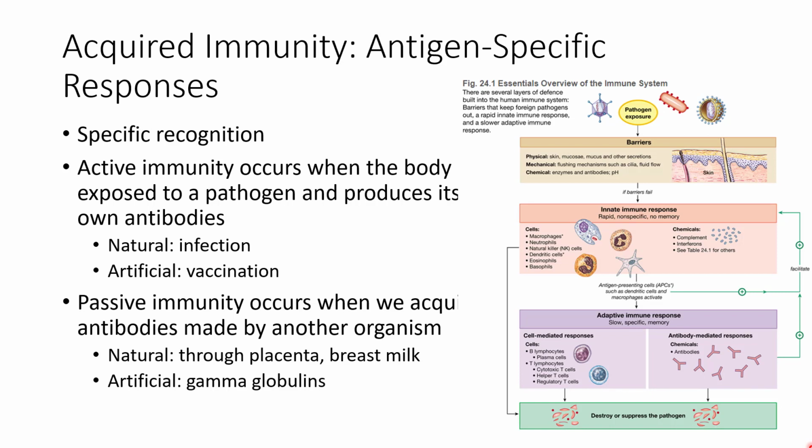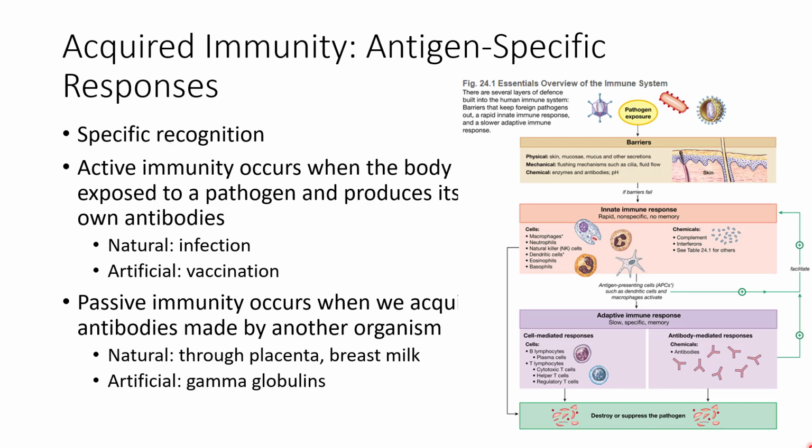Okay, so we talked about the innate immune response. Now let's talk about acquired immunity. This is the antigen-specific response. Everything about the adaptive immune response is specific. We want to be able to specifically and accurately recognize pathogens, especially difficult-to-recognize pathogens, ones that have encapsulated themselves.